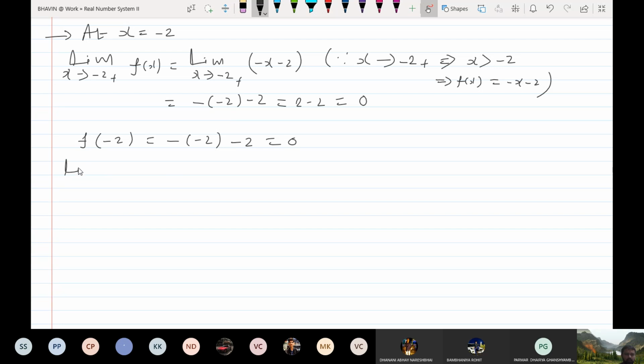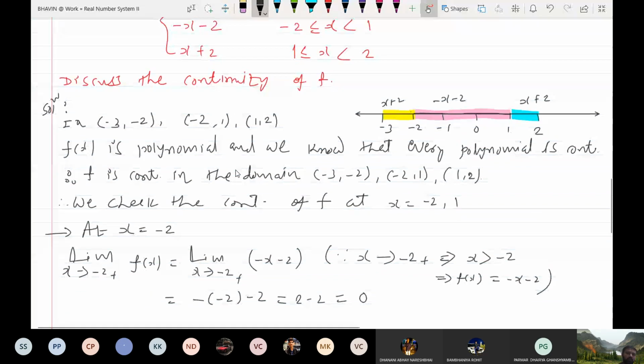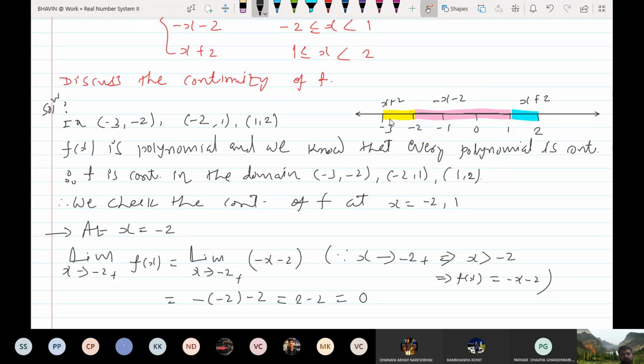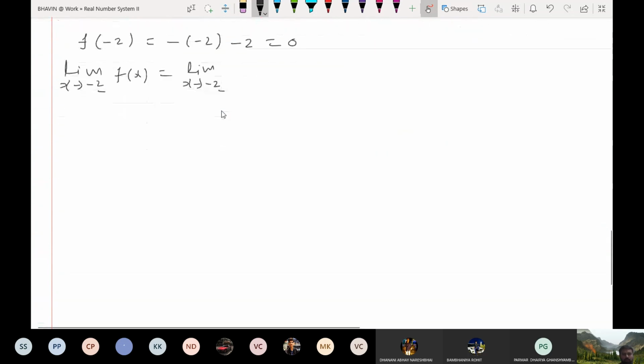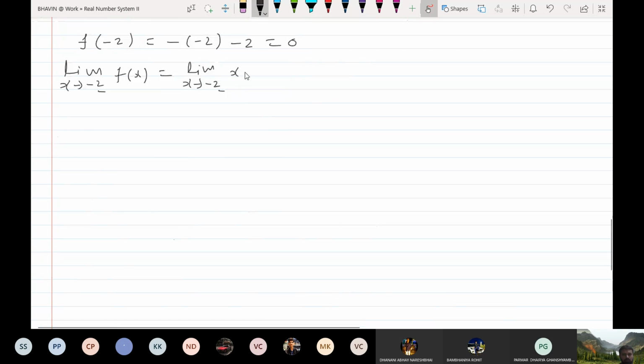Now I should go for left. Limit x tends to minus 2 minus f(x) is equal to limit x tends to minus 2 minus. Now we are approaching minus 2 from left, so x is less than minus 2, so your x is in yellow portion. So in yellow portion f(x) is the definition x plus 2, this is the definition, so I should write here x plus 2.